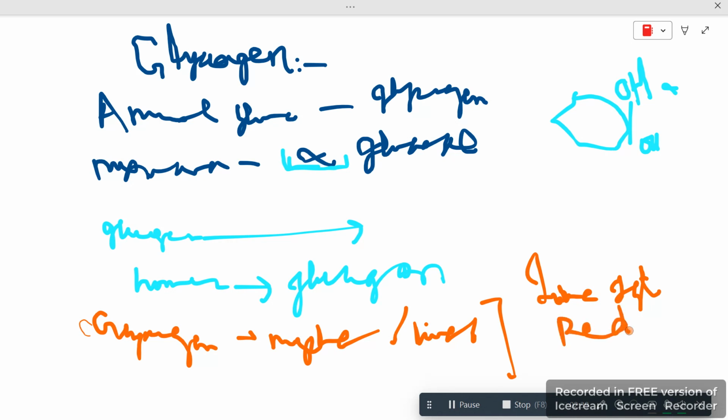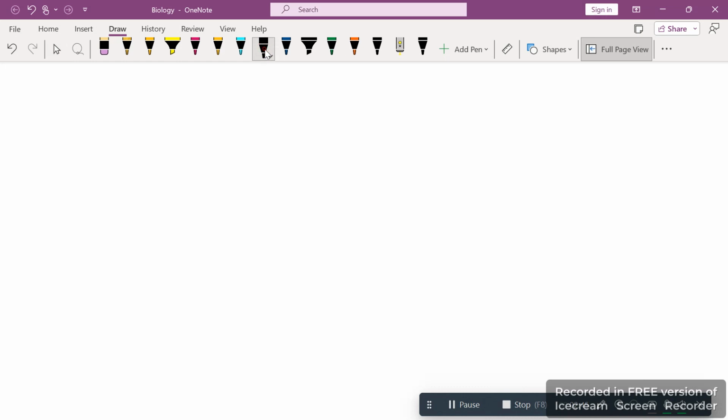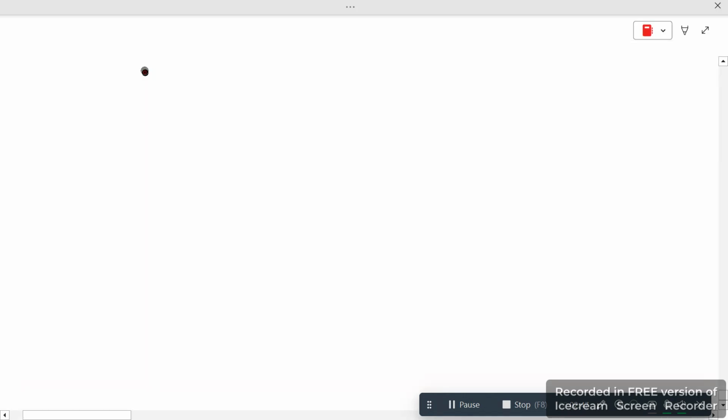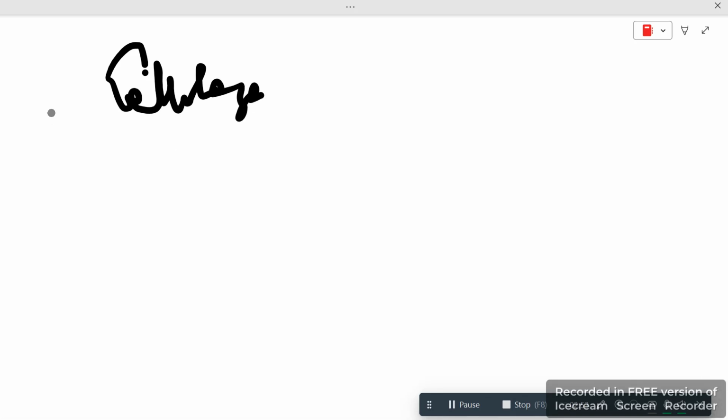That was only about glycogen, and now we're discussing another important one, cellulose. One point is remaining for glycogen, which I'll discuss in this, that is the bond which I'll make first. If we talk about the cellulose monomer, that monomer is beta glucose.